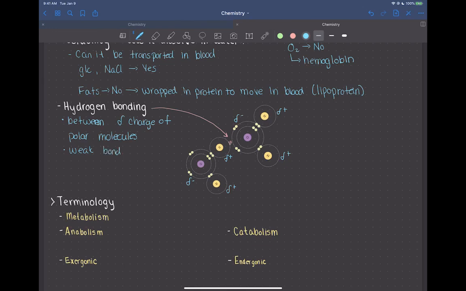They're weak individually. They can be strong when you have a lot of them together, but they are the weakest type of individual bond. A lot of the really important properties of water, like the reason water and sweat can help you cool down, are due to these hydrogen bonds between these polar molecules. So that is hydrogen bonding.